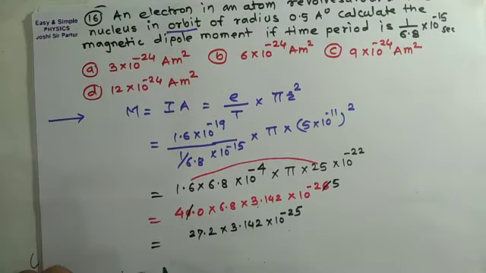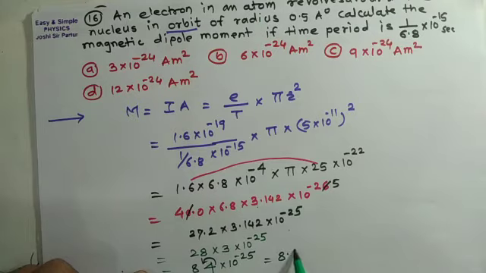Approximately it is taken as 28 multiplied by 3 into 10^-25. So 28 into 3 is 84, that is 84 × 10^-25. If the decimal point is shifted, it is 8.4 × 10^-24 ampere meter square.